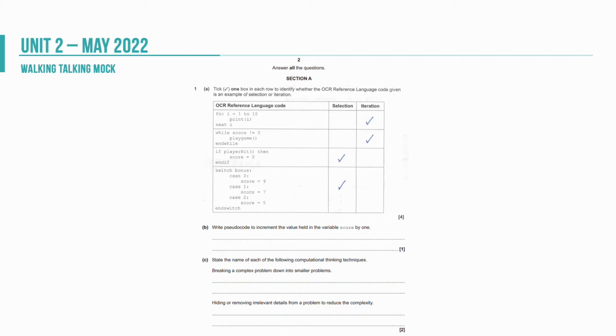Obviously, this is 4 marks for tick boxes, so even if you don't know this one, make sure you take a guess. But for and while will be iteration, if and switch will be selection.